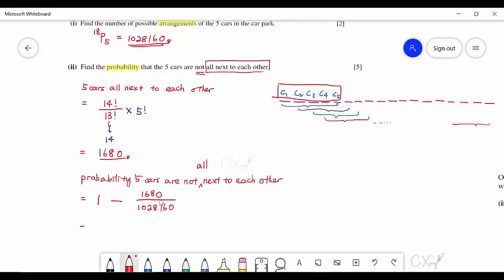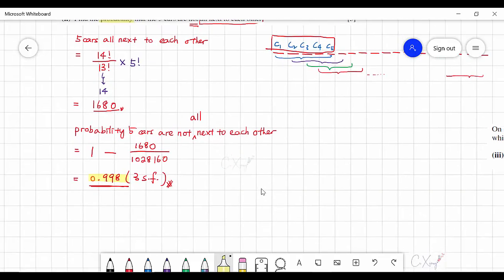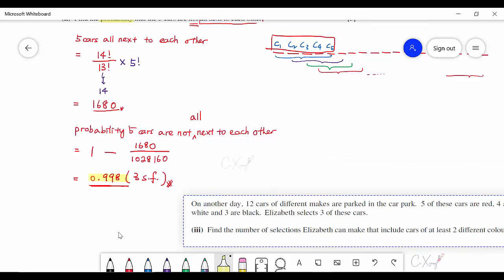Alright, so when you press the calculator, the answer that you get should be 0.998, correct to 3 significant figures. In my opinion, I think this is the easier method to get the answer for this part. Then we proceed to the next question here.